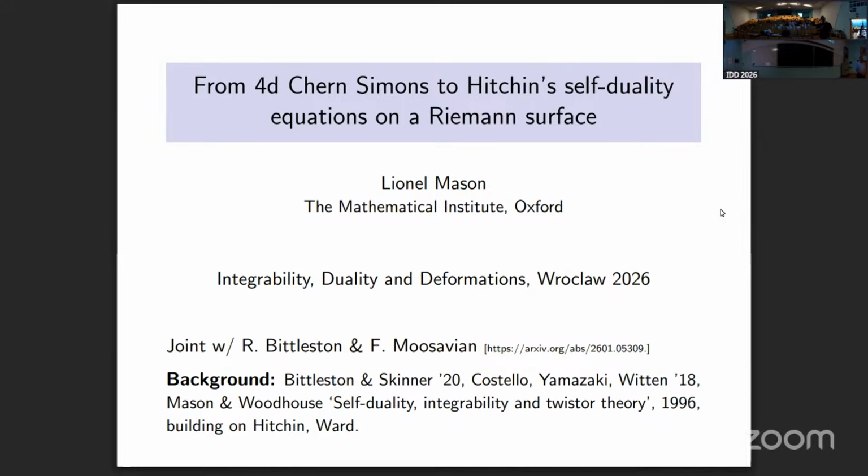So it's going to be about four-dimensional Chern-Simons to Hitchin self-duality equations on the Riemann surface.